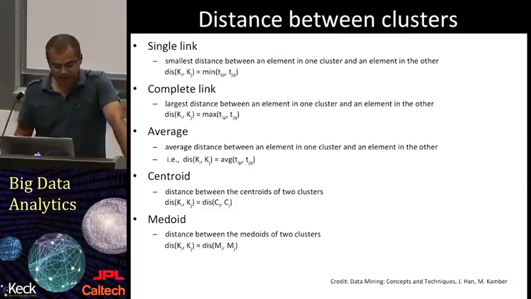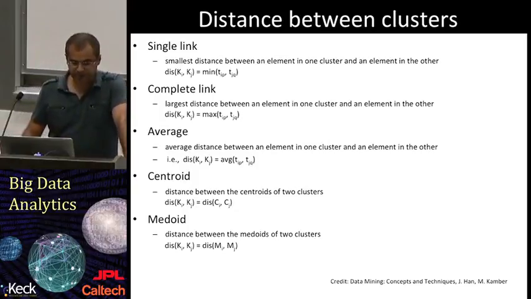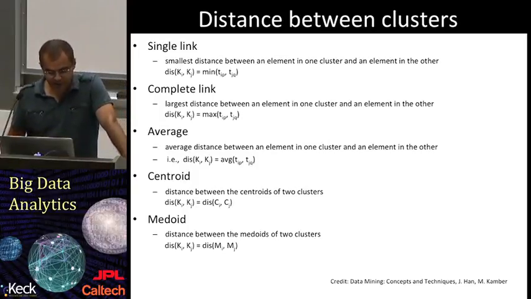In these slides, there are some alternatives to calculate the distance between clusters. They also give a measure of the quality of the clustering and can also be used as a linkage criteria in hierarchical clustering. For example, single link is defined as the smallest distance between an element in one cluster and an element in the other.